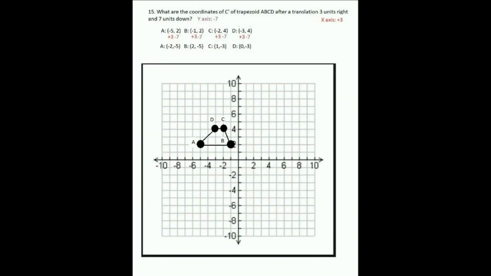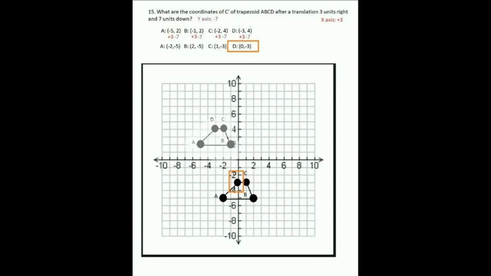Here is our trapezoid. All right, now I'm going to leave that shadow so that you all can see our starting points. So here we go. We're going to move our 3 units right. 1, 2, 3. Now we're going to move 7 units down. 1, 2, 3, 4, 5, 6, 7. All right, we've moved our shape around. And as you can see, A is indeed at 2, 5. B is at 2, negative 5. C is at 1, negative 3. And D is at 0, negative 3.